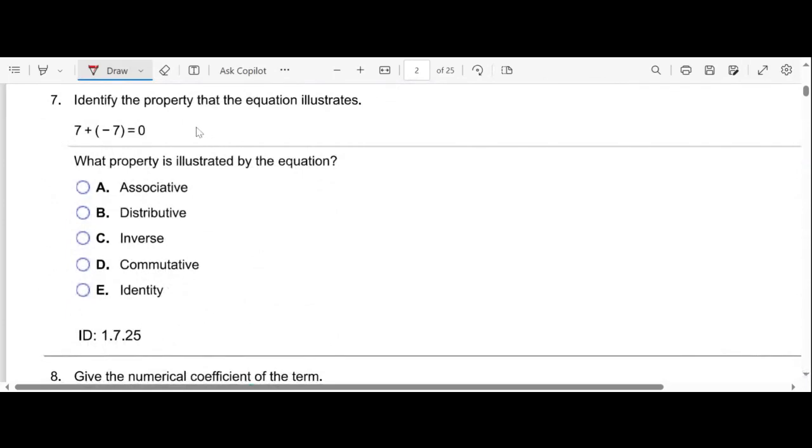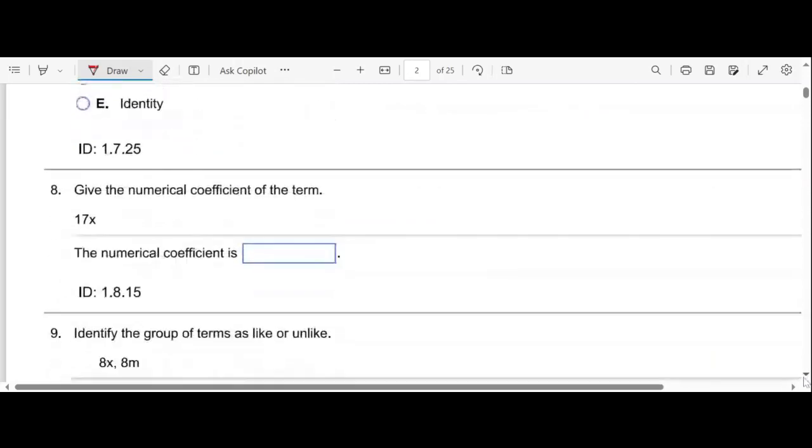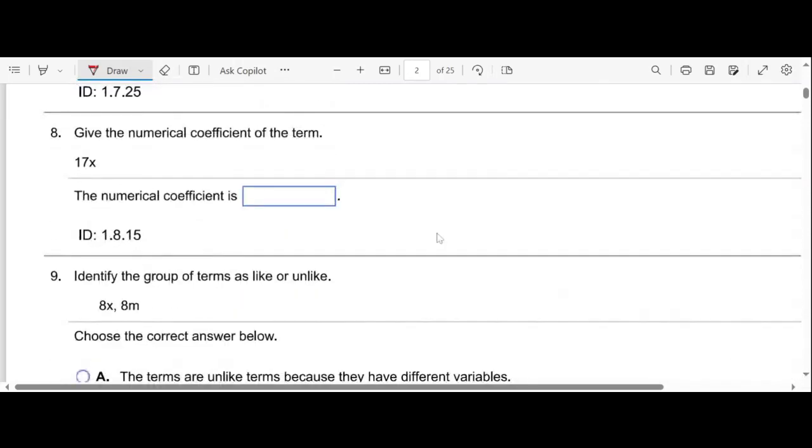Identify the property that the equation illustrates. 7 plus negative 7 equals 0. Which one? Inverse. Give the numerical coefficient of the term 17x. 17.